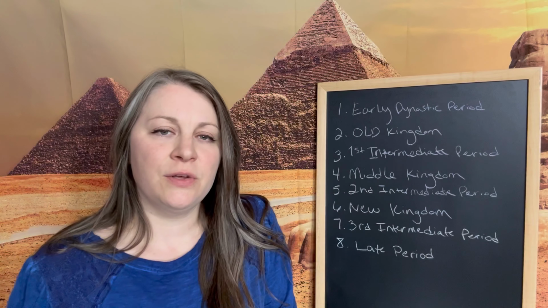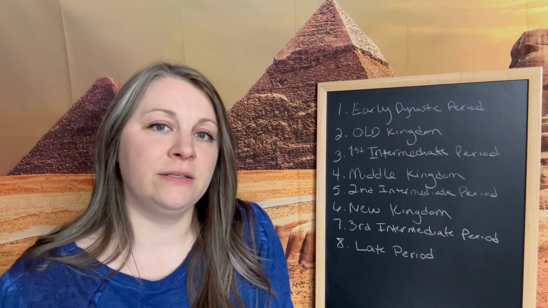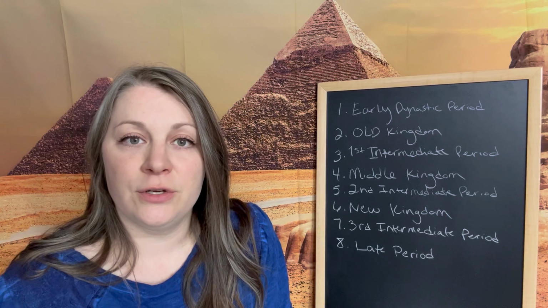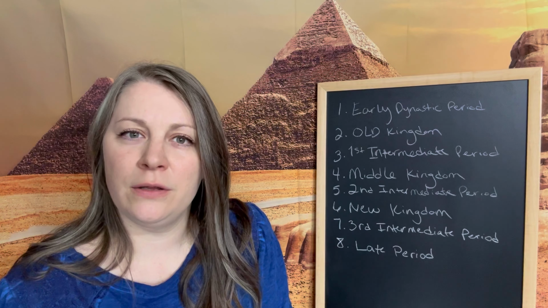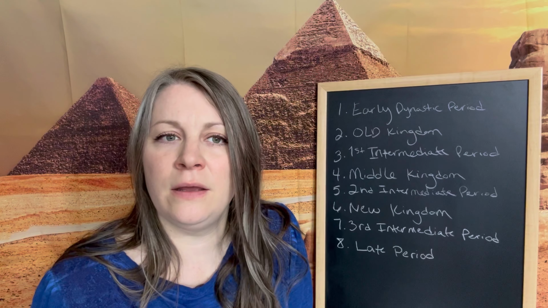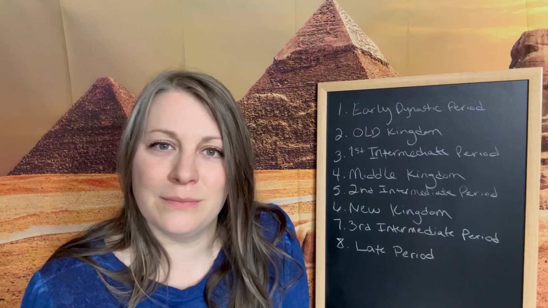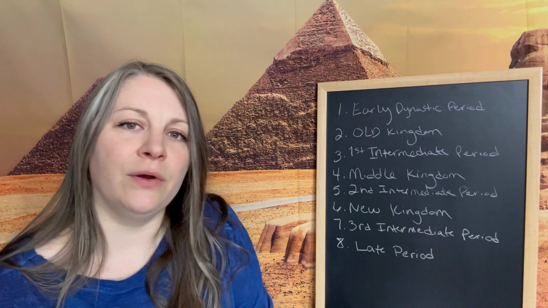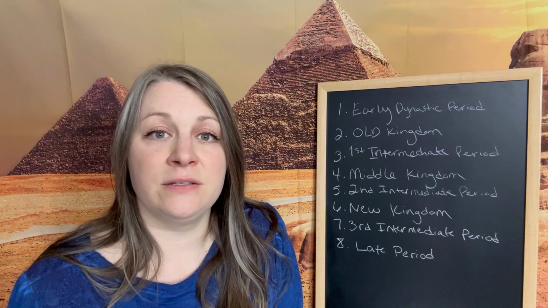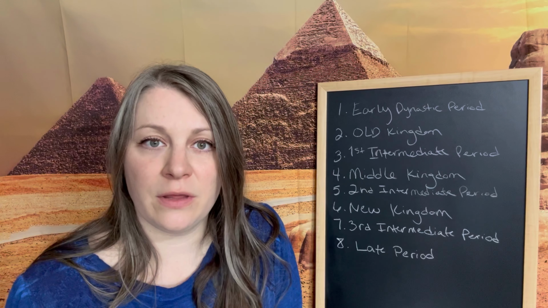Okay, so let's talk about these 8 periods a little bit. The first one is called the early dynastic period. This is right after what they would call the archaic period. The early archaic period would be kind of like the nomad, almost like hunter-gatherer. But then comes the early dynastic period, and this is because there's signs of organization, civilization, and written language. That's a really big thing.